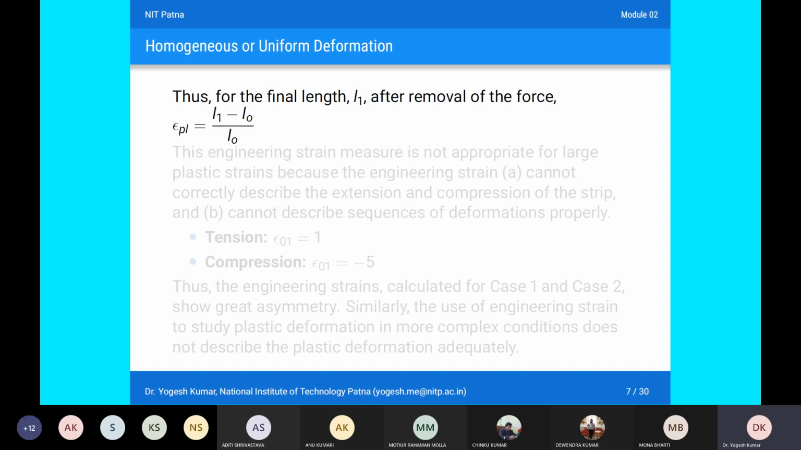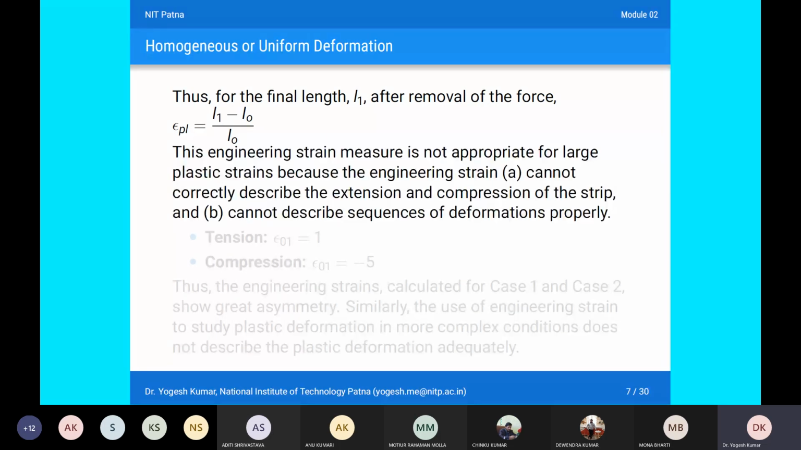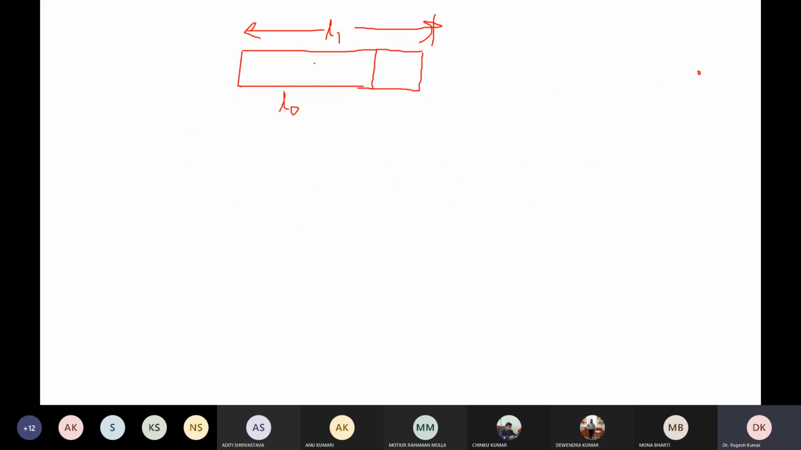So what is the issue? Let me read. The engineering strain measure is not appropriate for large plastic strain, because the engineering strain cannot correctly describe the extension and compression of strain. It cannot describe the sequence of deformation properly. So let us try to understand why it is not able to describe deformation properly, as well as tension and compression tests properly.